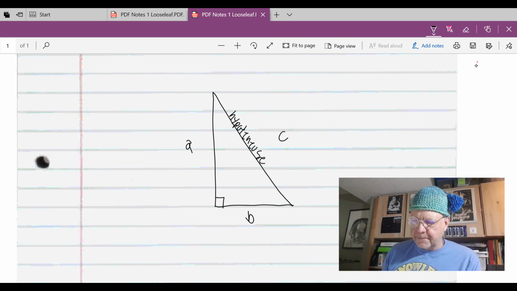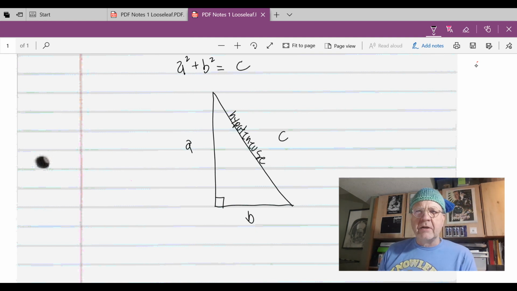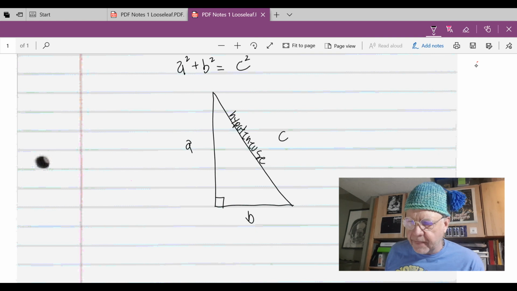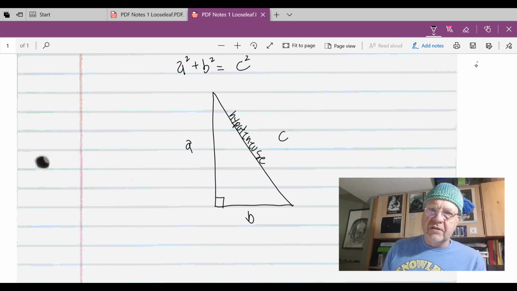The hippopotamus. And we labeled the sides this way because when we introduced this funky relationship between the sides, a squared plus b squared equals c squared, the Pythagorean relationship, we used the letters a, b, and c just to keep everything looking shipshape and up to date. So, a squared plus b squared equals c squared. That is, the length of a squared plus the length of b squared equals the length of c squared.